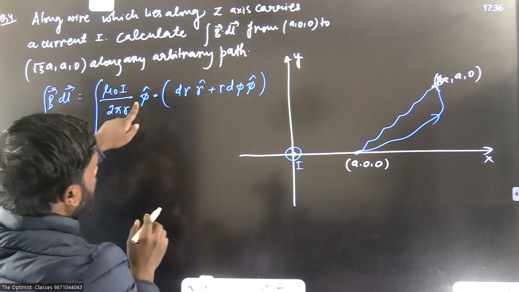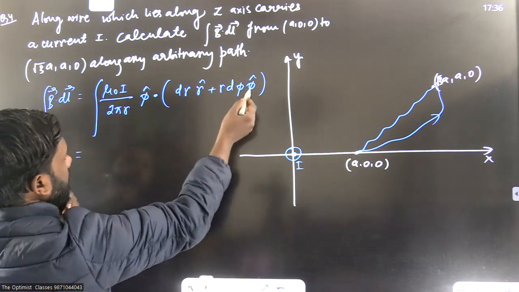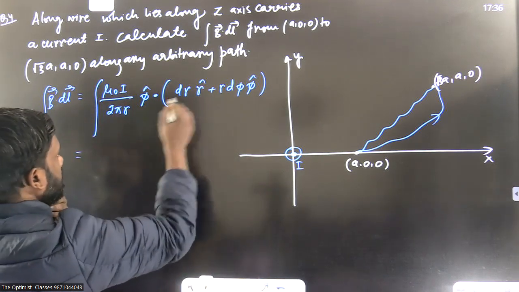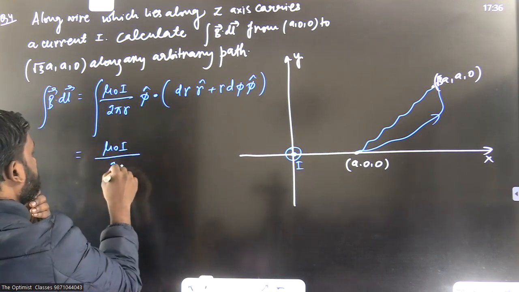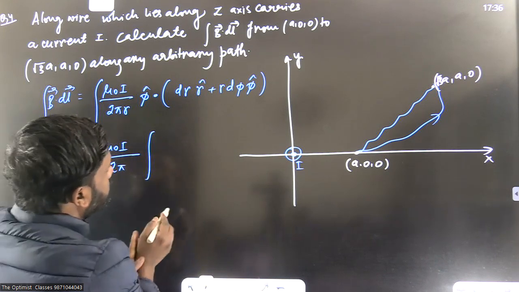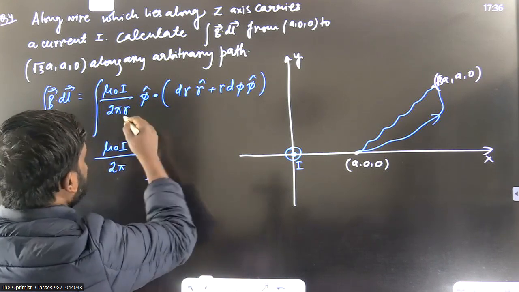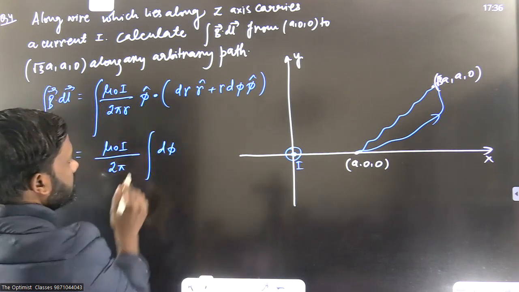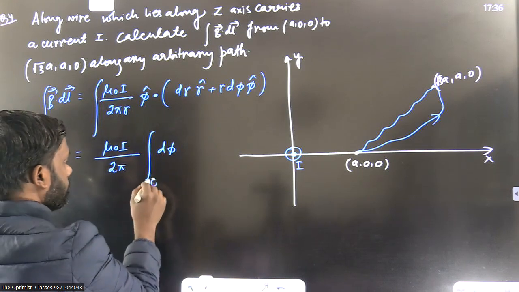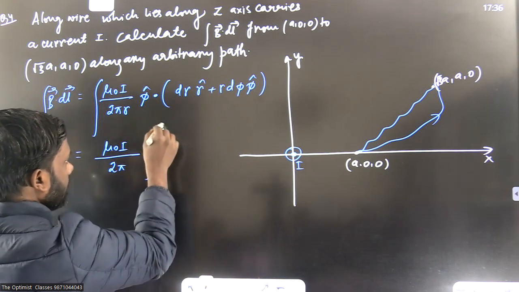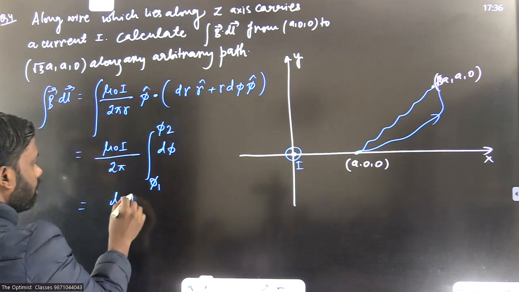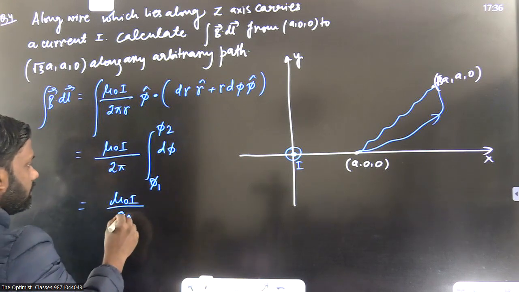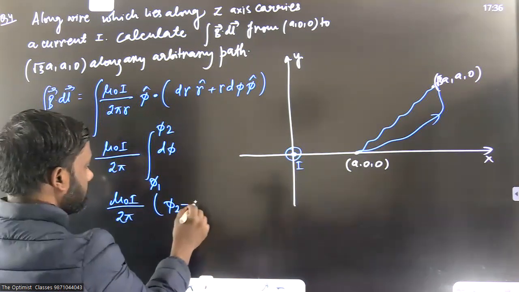So let's do the dot product. The r cap term will be 0, phi cap dot phi cap will become 1, and r will cancel out. So you get mu naught I upon 2 pi times the integration of d phi, let's say from phi 1 to phi 2. Mu naught I upon 2 pi, and here we get simply phi 2 minus phi 1.